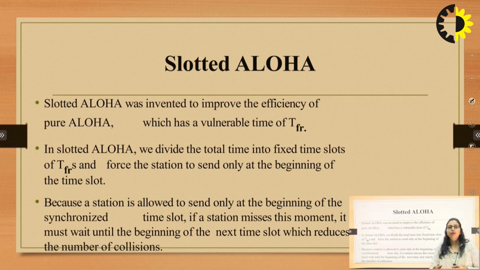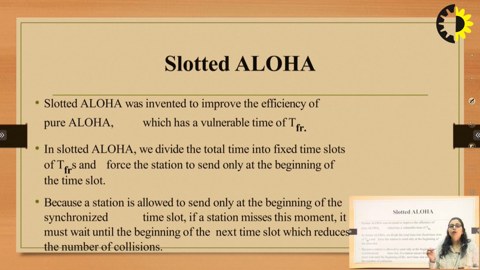So, to improve that, we have implemented another Aloha, that is slotted Aloha. Slotted Aloha was invented to improve the efficiency of pure Aloha. In pure Aloha, the vulnerable time is 2 × Tp, and in slotted Aloha, the vulnerable time is Tp. In slotted Aloha, we divide the time into fixed slots. Here you can get to know why the word is slotted. The time that we use to send the data from one source to another is now divided into slots, right?